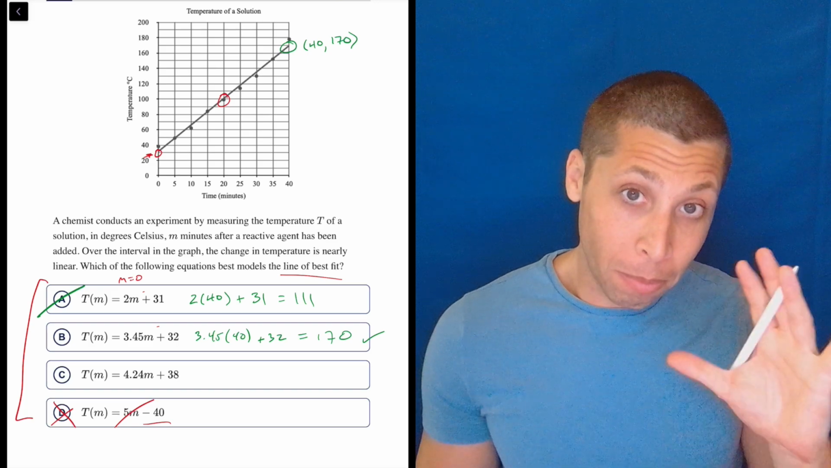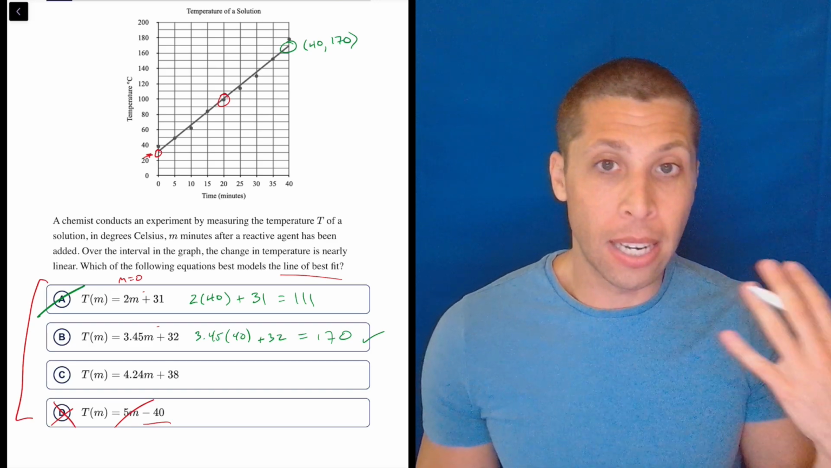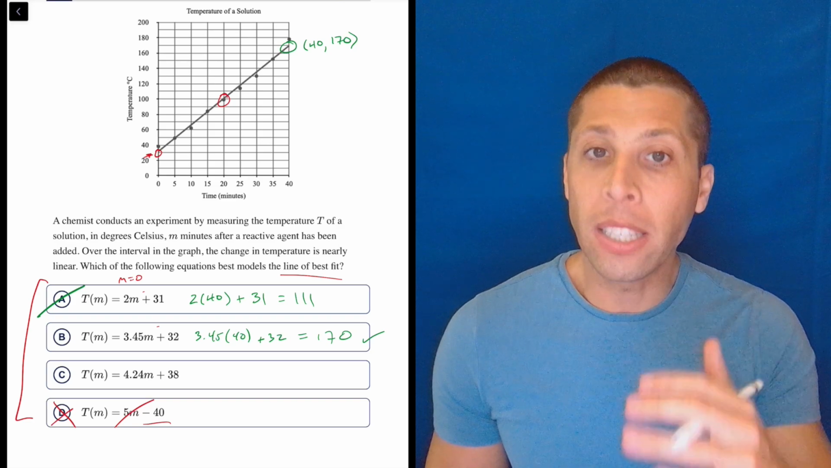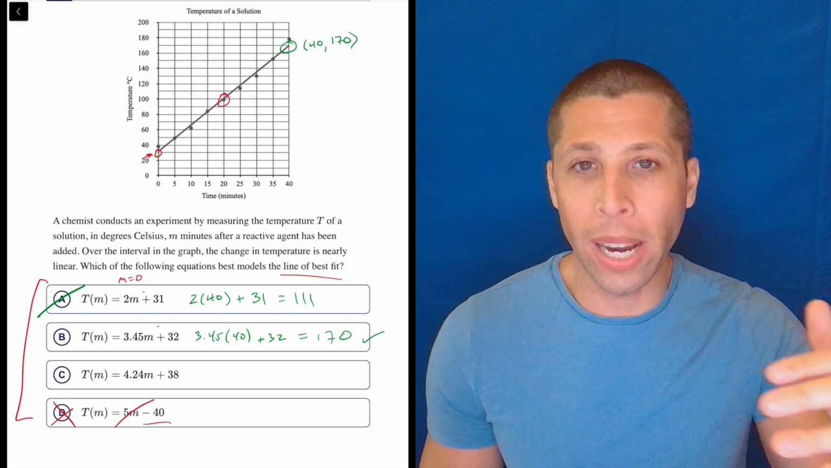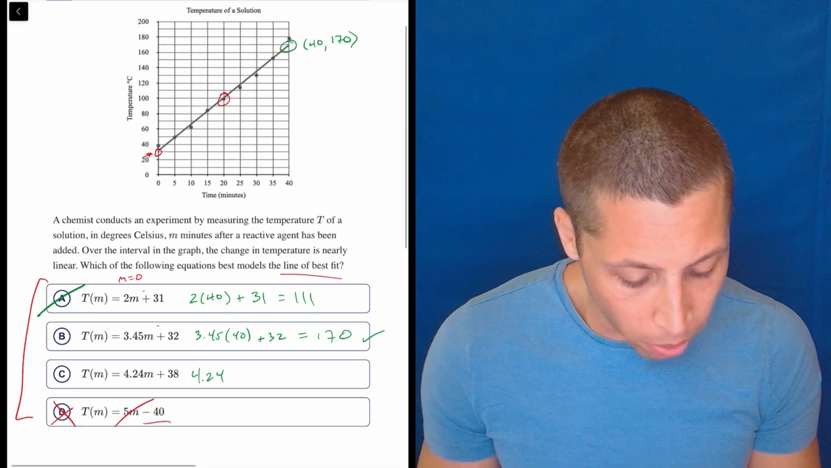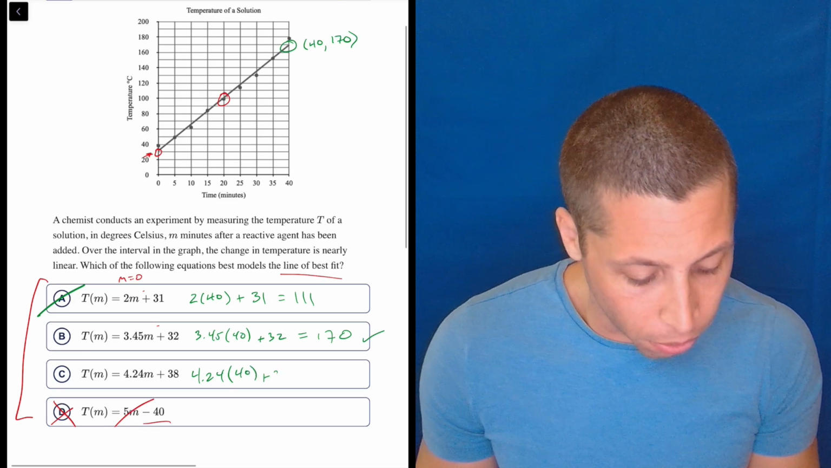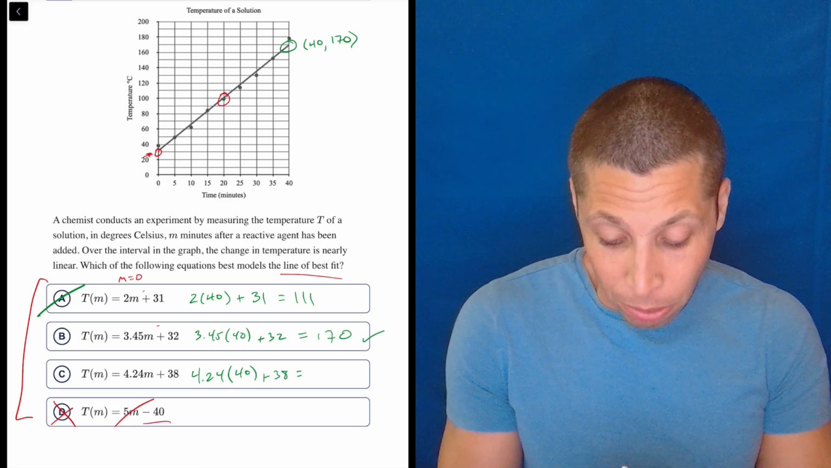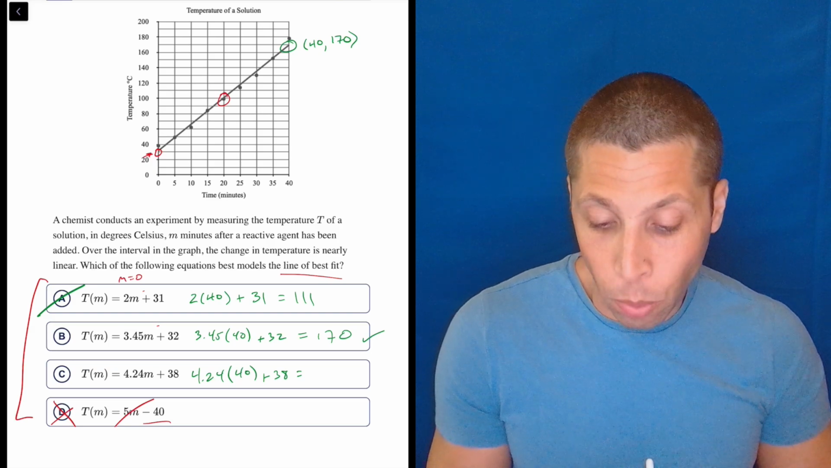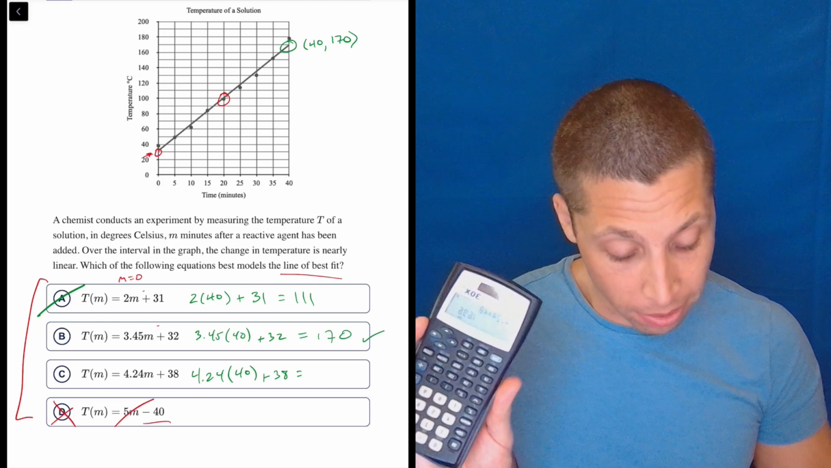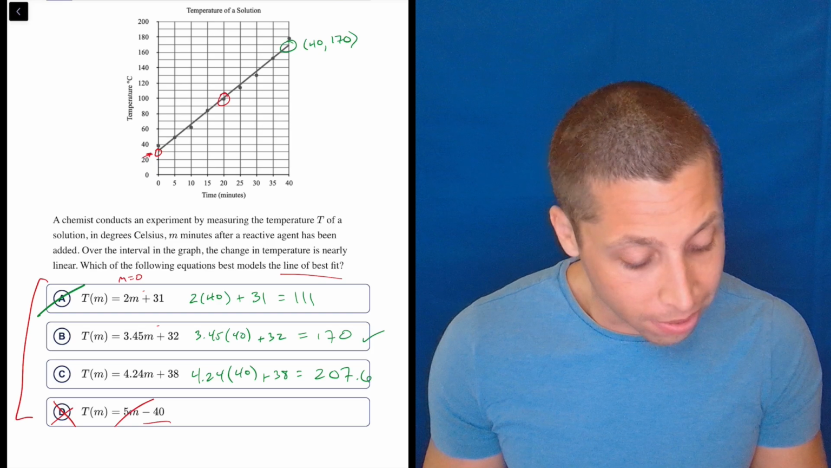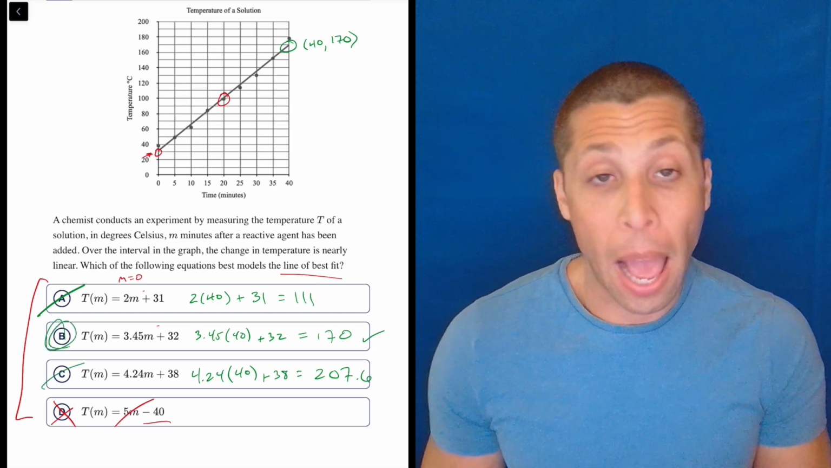But I should still make sure that C doesn't work because it is possible that something else is going on. You really just always want to have definitive proof that you've either proven your answer right, or in cases like this, also proven everything else wrong. So 4.24 times 40 plus 38. I kind of already know it's going to be wrong because I just know 4.24 times 40 is already going to be much bigger than 170. Well, that's 169.6, but don't forget plus 38, we get 207.6. Too big, so that's gone, and B is the answer.